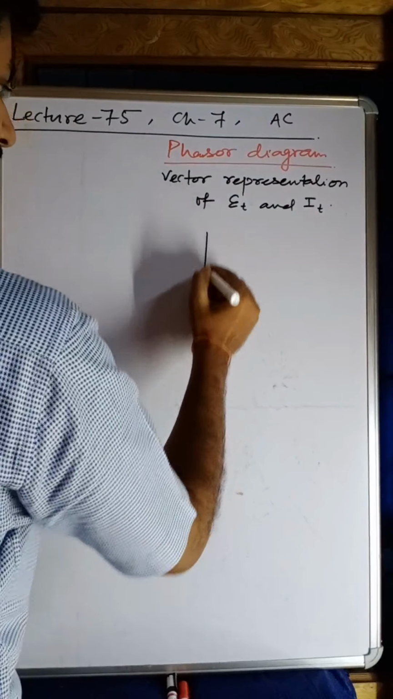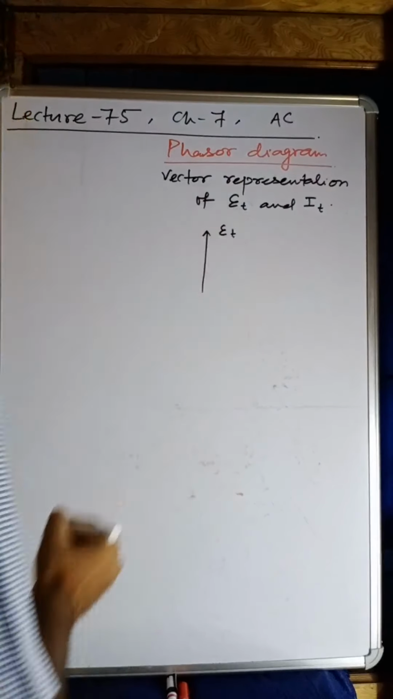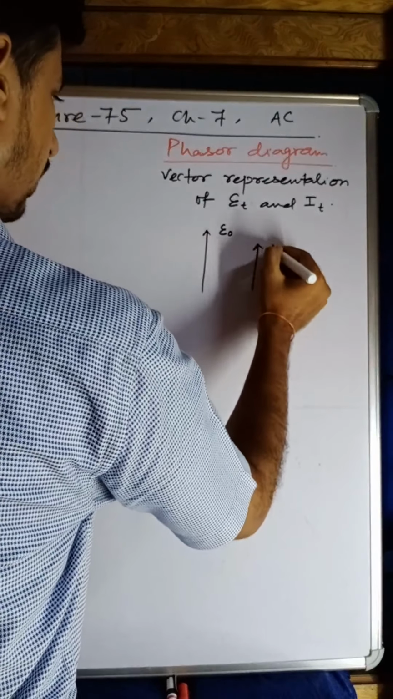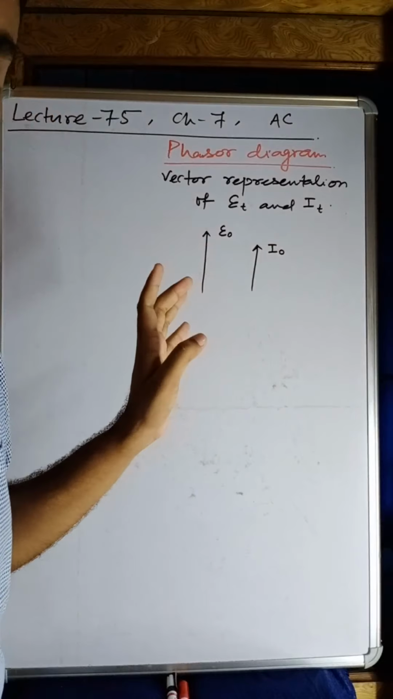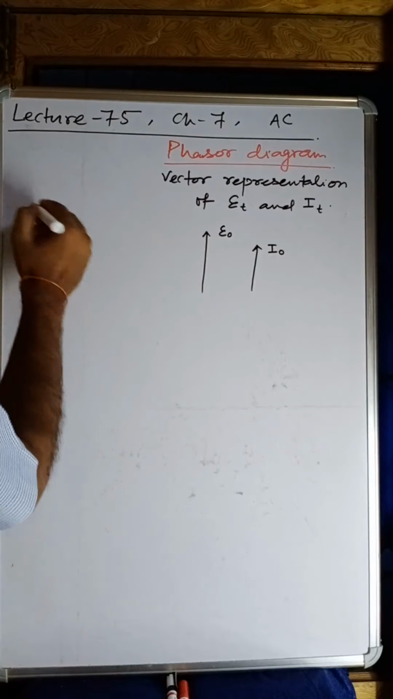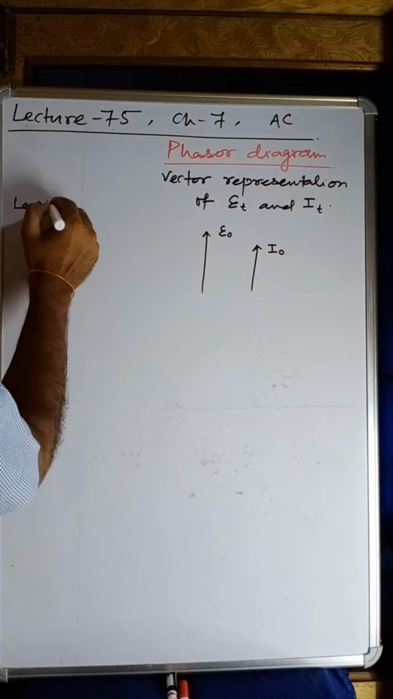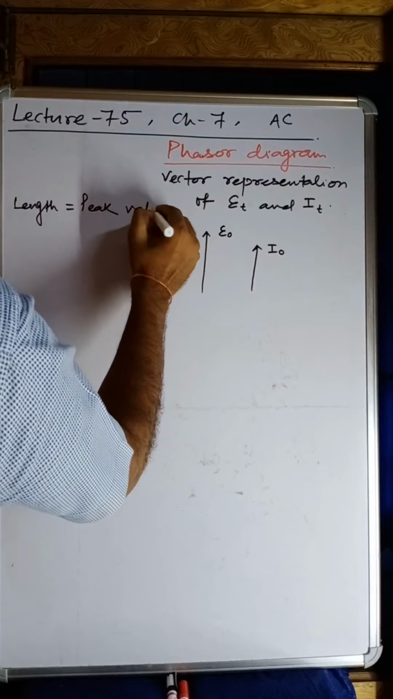Now, suppose this is the length of E naught, the maximum value, then I naught will be a little shorter. Why? Do you know why? Because we know that the amplitude of current will be smaller than the amplitude of voltage. We have discussed this already. Now, if it is the vector representation, the length represents the magnitude, that is the peak value.